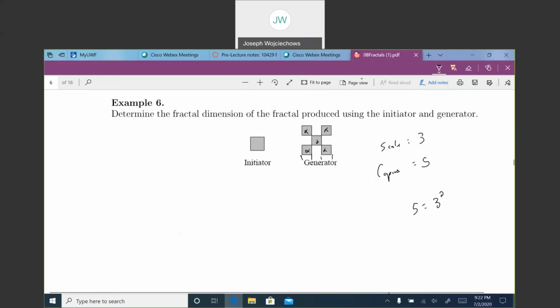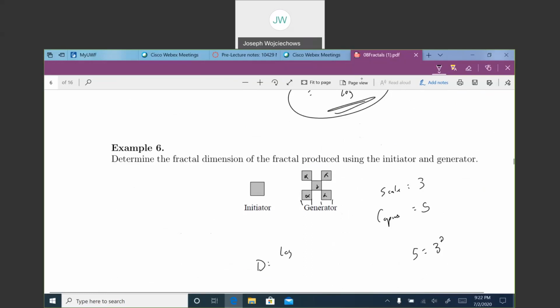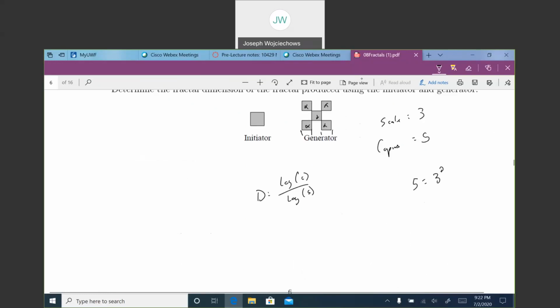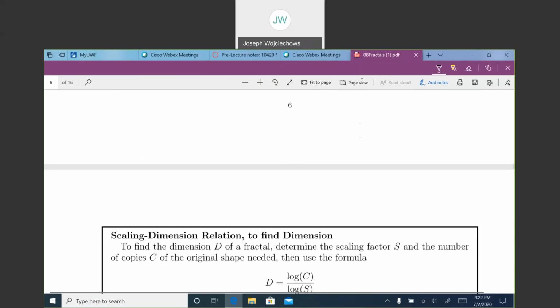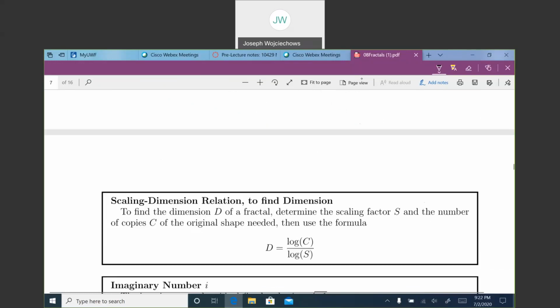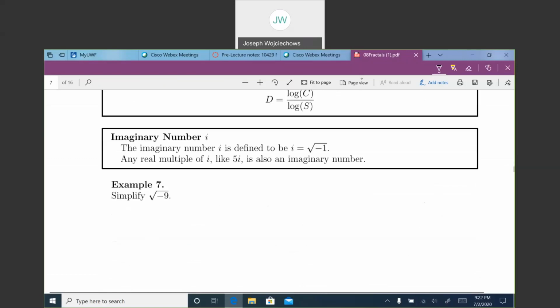So let's look at this one. The dimension would equal the log of C over the log of S. So this would be the log of 5 over the log of 3. And that's it. That's all we'll need. That way, if you don't have a log button, you don't have to figure anything out.